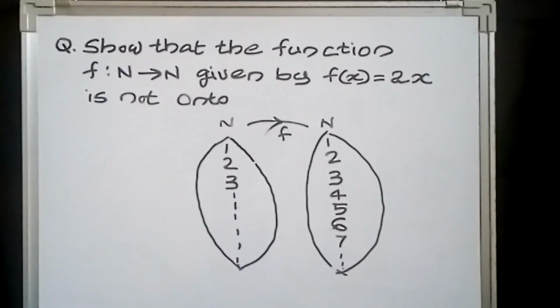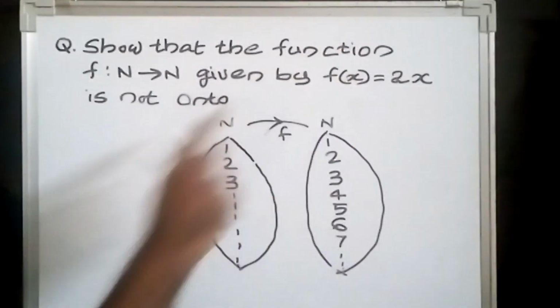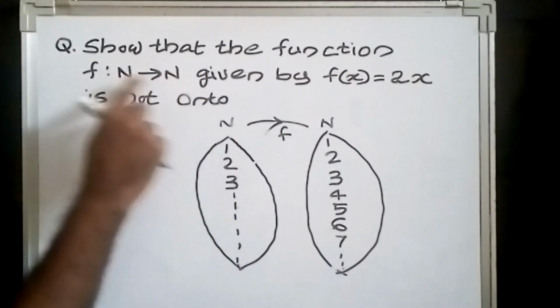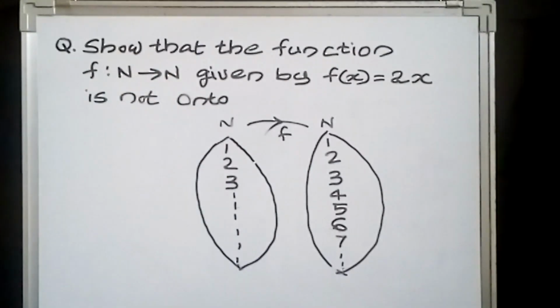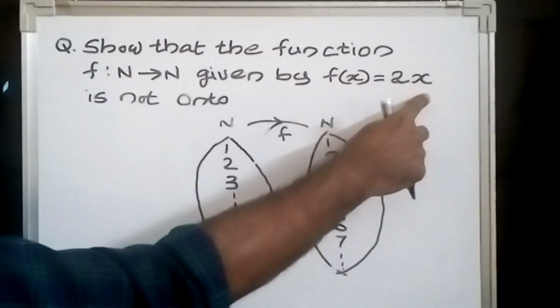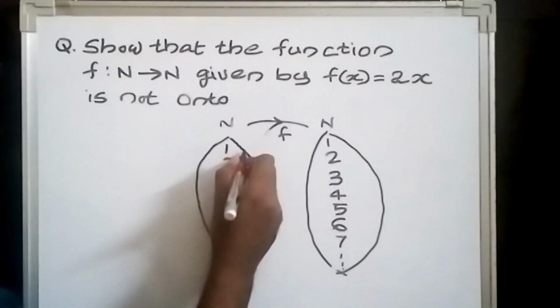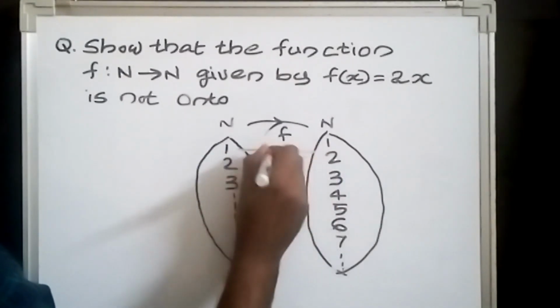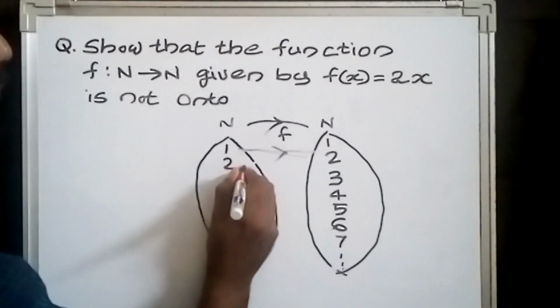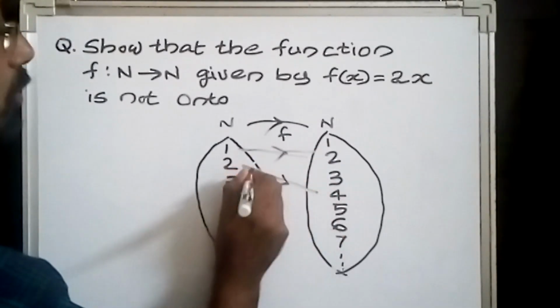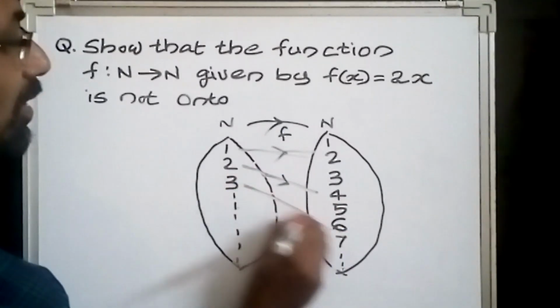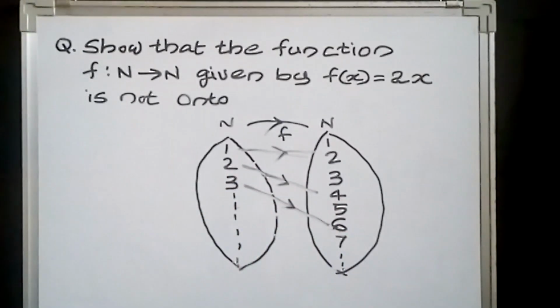Let us go to a problem. The question is: show that the function f defined from N to N, set of natural numbers to set of natural numbers, given by f of x equal to 2x, is not an onto function. The relation is f of x equal to 2x. Clearly 1 is related to 2. The element 2 is related to 4. Element 3 is related to 6.